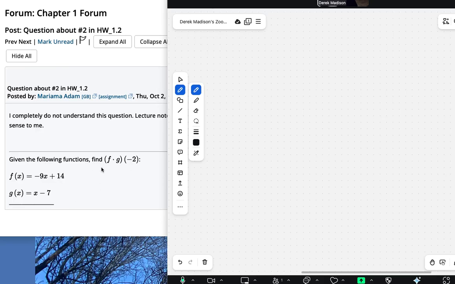So there's a couple of things we could do. We could literally write these out. Let me go ahead and do that real quick. So negative 9x plus 14, and then x minus 7.